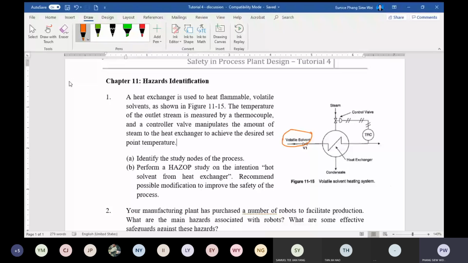So if you want to do a HAZOP for this case, which stream do we select as the study node? Do you want to select the steam, or the stream of volatile solvent? Which one, class? Is steam okay? You can select steam. You can also select solvent. There's no wrong or right answer as to which stream you select, because steam itself will bring you to a different scenario and the solvent itself will bring you to a different scenario. That's what we are going to do today.